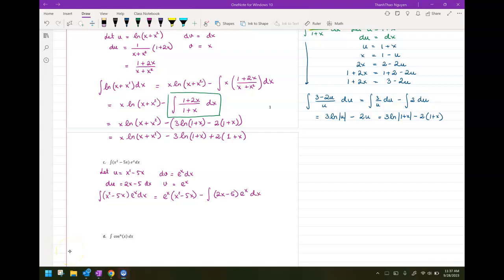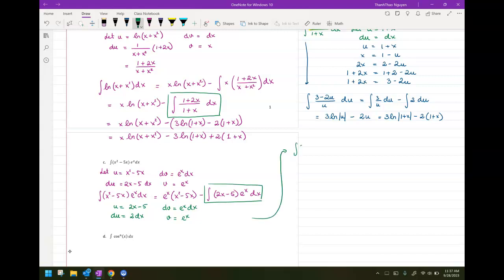So here I have the integral of 2x minus 5 times e to the x dx. I need to do another integration by parts. I go ahead and do it again. Let u equal 2x minus 5, du equals 2 dx, dv equals e to the x dx, and v equals e to the x.